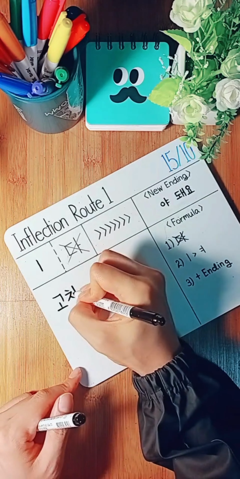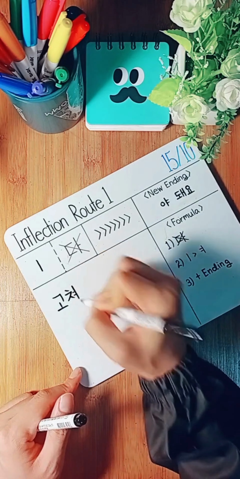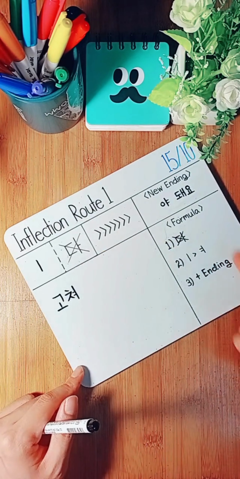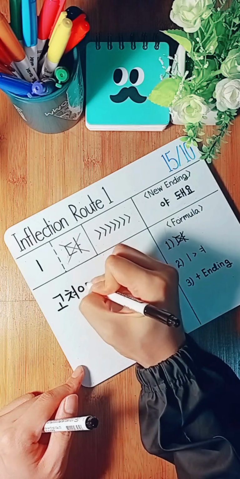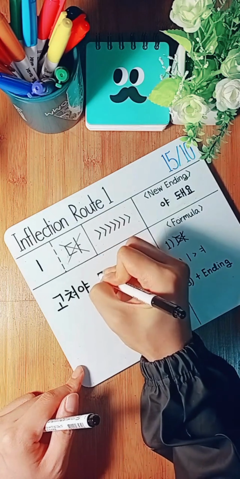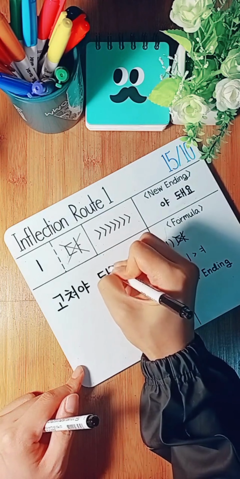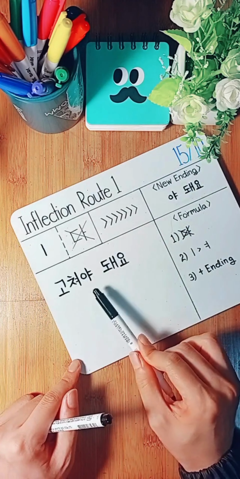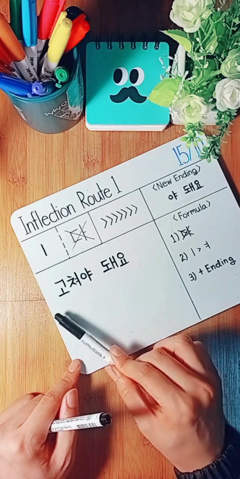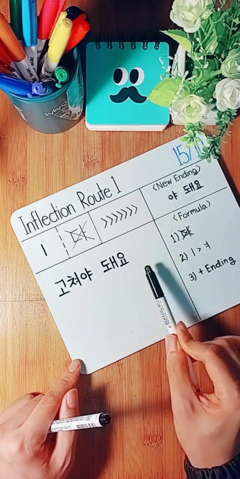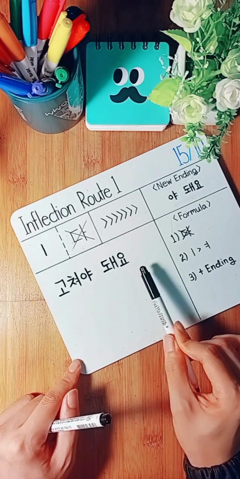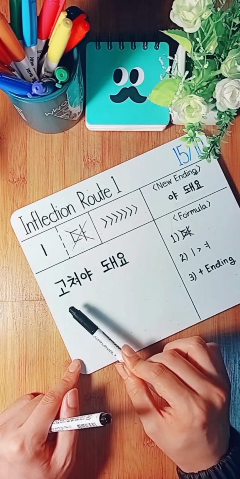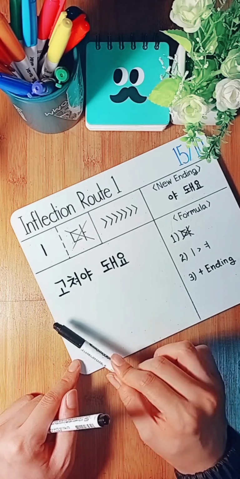Exactly. So, change E into 여, and then 드디어 you can attach the ending. 드디어, finally. Okay. 고쳐야 돼요. Now it's no longer just fix, now it's have to fix.